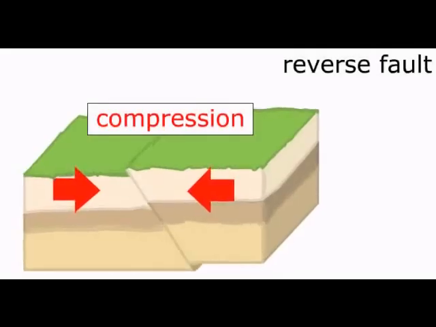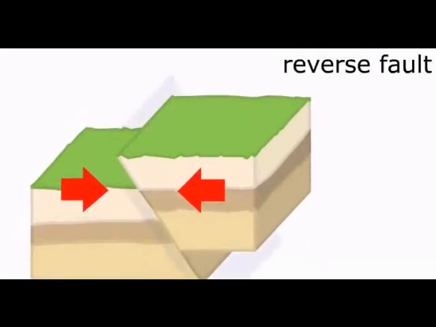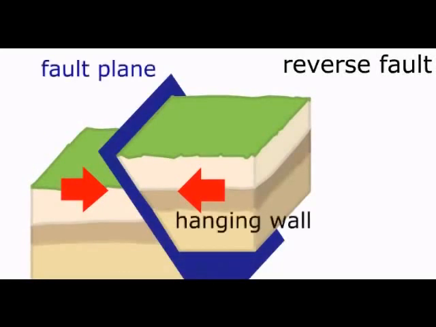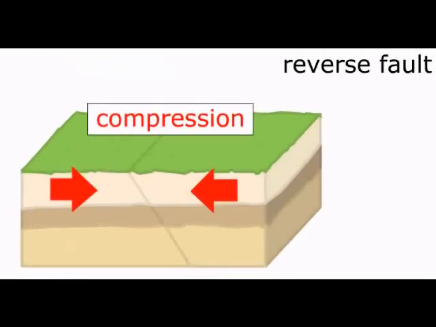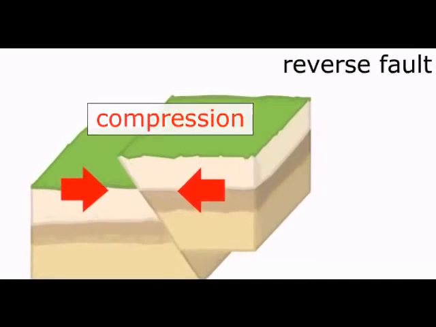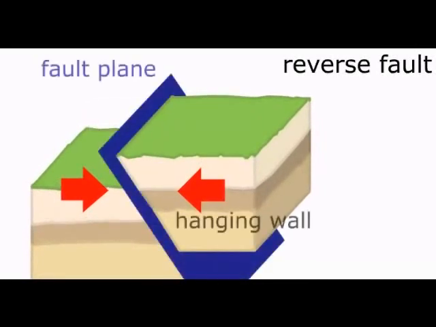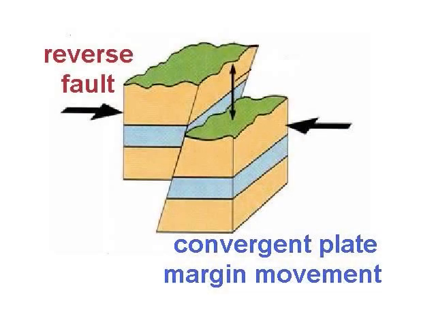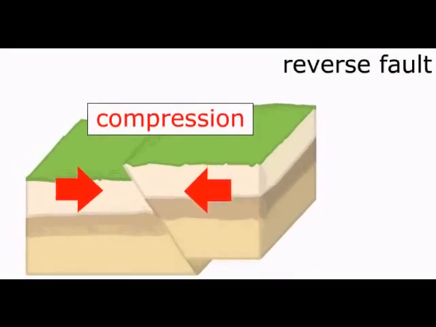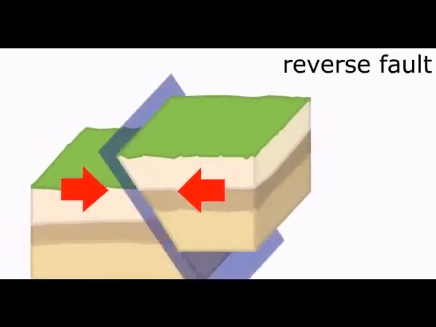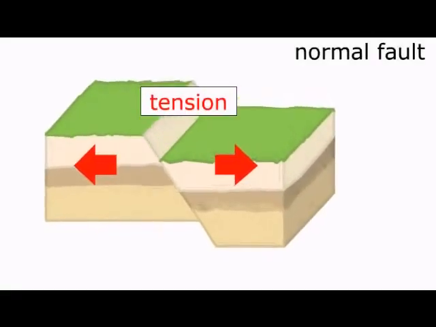The second type of fault is caused by convergent plate margin movement. It is called a reverse fault. During the formation of this fault, the plate margins were pushed together or compressed. Now the hanging wall goes up. Reverse faults are always formed under compression. The fault plane causes the hanging wall to go up. This is the reverse of a normal fault where the extension forces it to go down.